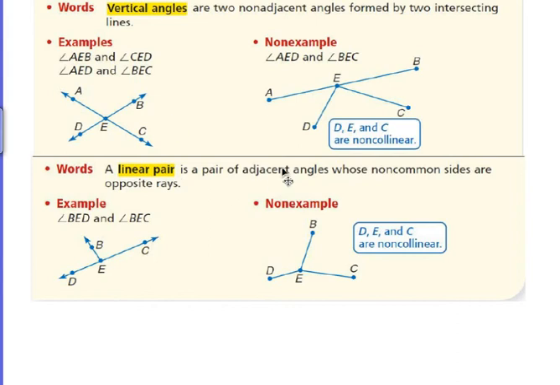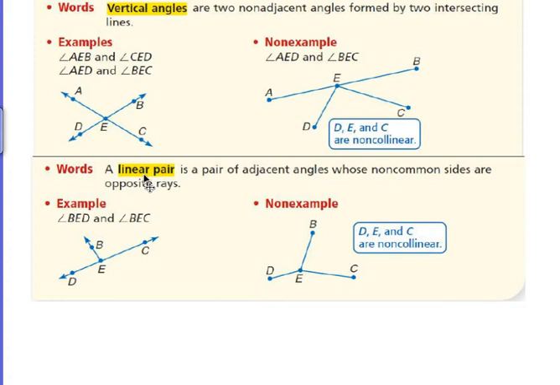Linear pair is a pair of adjacent angles. Again, adjacent angles mean that they share a side and a vertex. They basically are side by side. So both these examples have examples of adjacent angles. There's only one difference though. The main difference is the word linear.